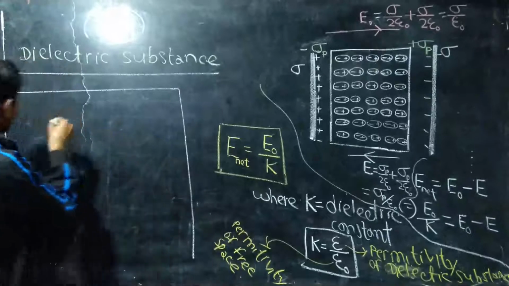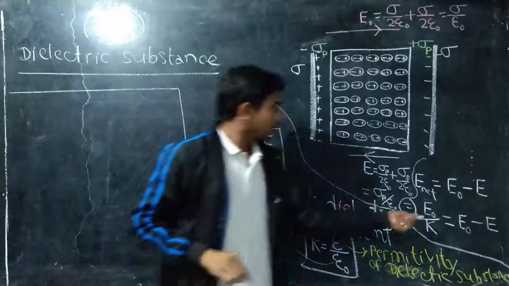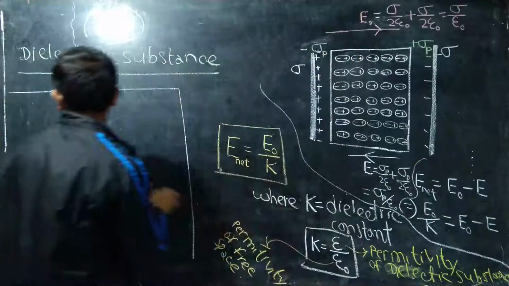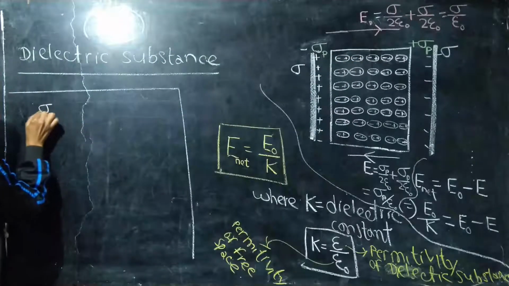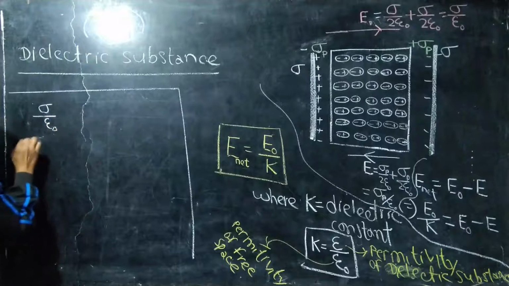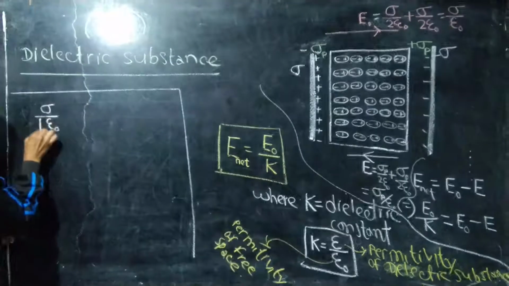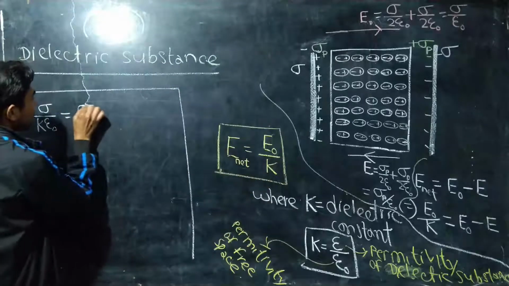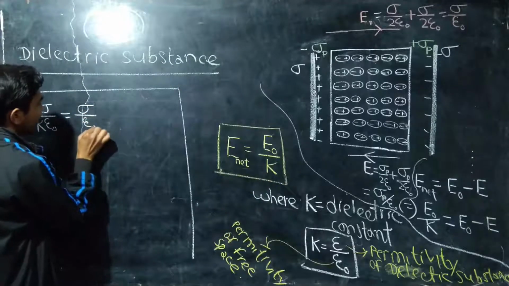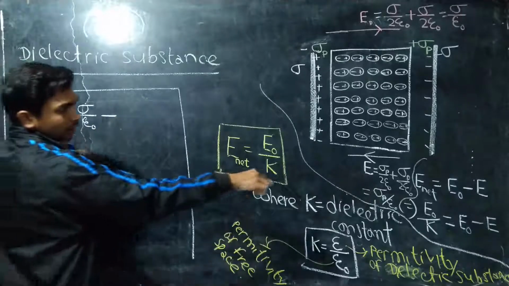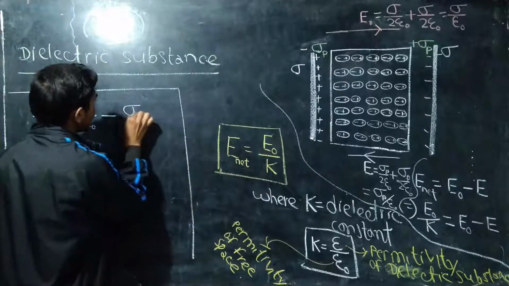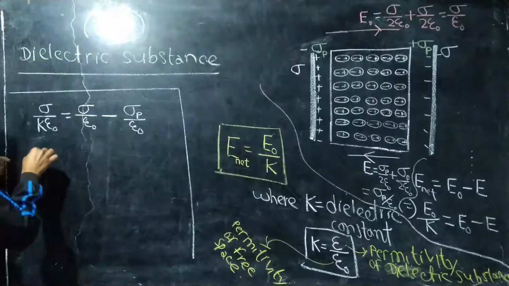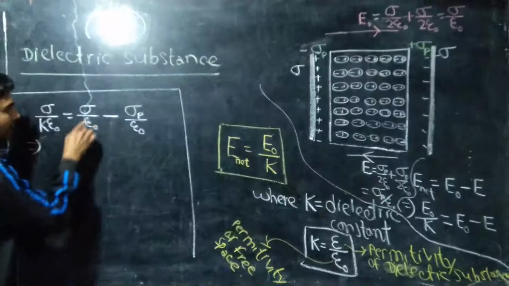So you can see here, E naught by K. E naught by K is how much? E naught is sigma by epsilon 0, and K will come here again, sigma by epsilon 0 K. And this value is how much? Sigma p by epsilon 0. Yes or no? Right?